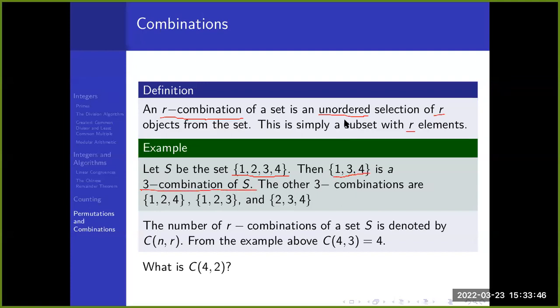Now, when it comes to a subset, we don't care about order. We only care about what is in the set. So if you reorder the elements in the set, you don't get anything new because we don't care about order when it comes to combinations. So if you have a set like this, which contains the same elements, we don't count it as a new one. These are just the same because we don't care about order. We just want the elements that are in the subset. You can't count them as two different combinations. It's the same combination.